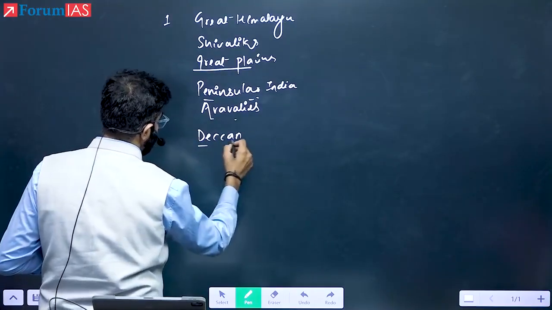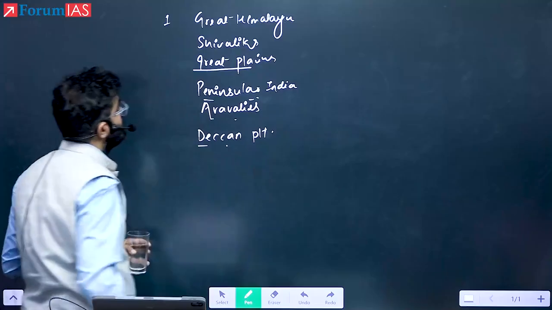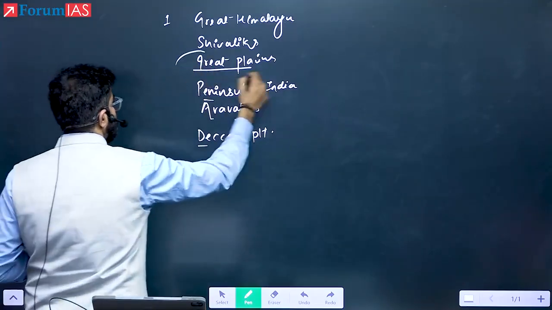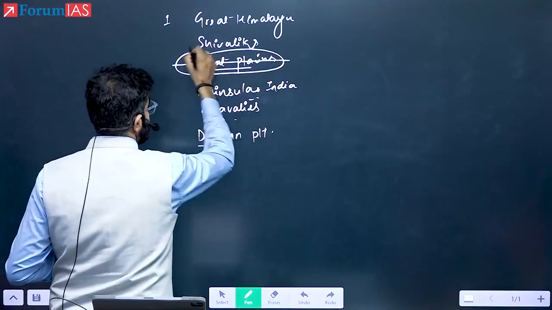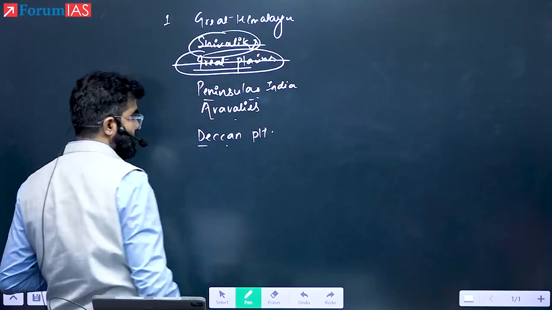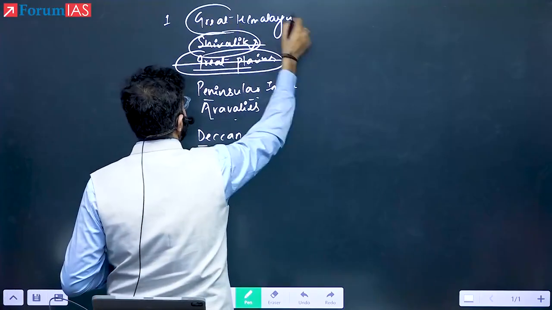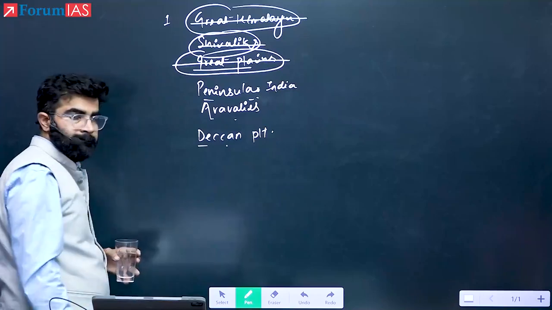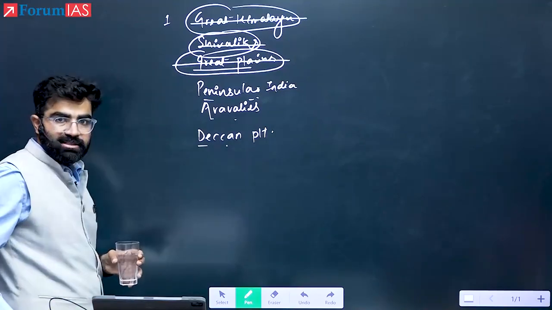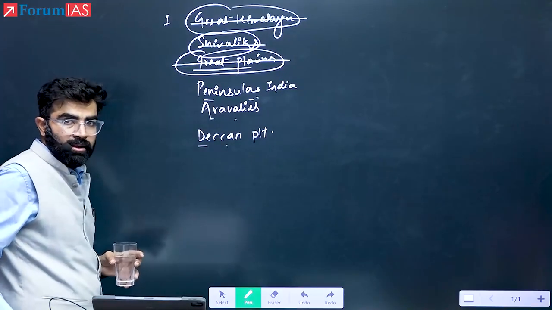First tell me which is the youngest out of them. Great Plain is the youngest, okay, fine. Then Shivalik is the second youngest. Then Great Himalayas, okay, they are the third, fine. Then Peninsula or Aravallis or Deccan Plateau? Deccan Plateau.